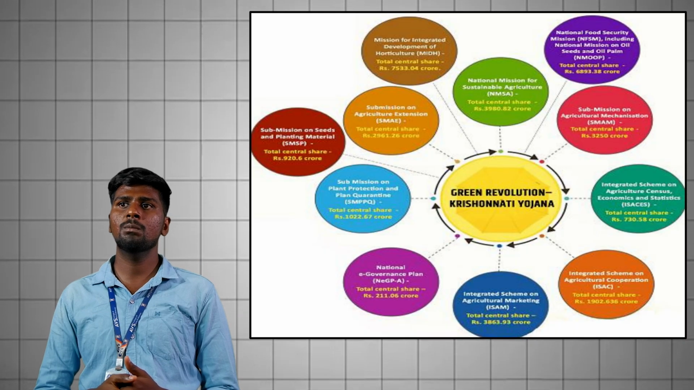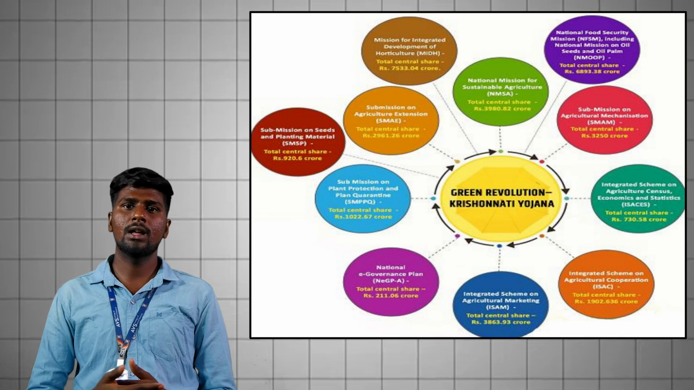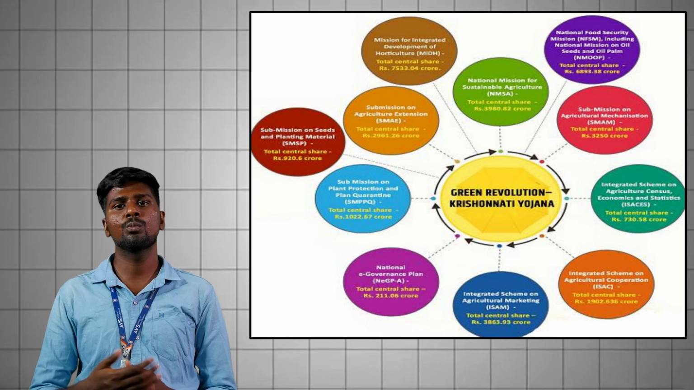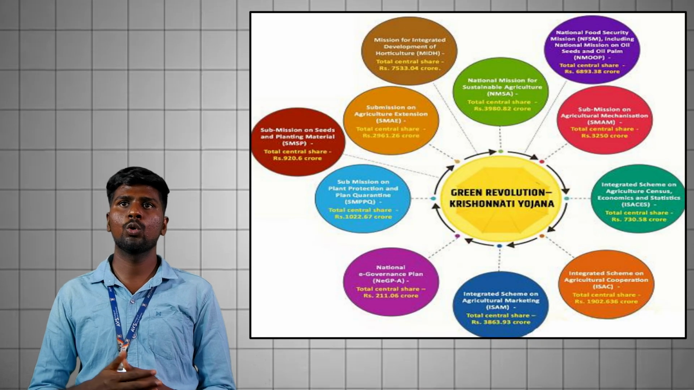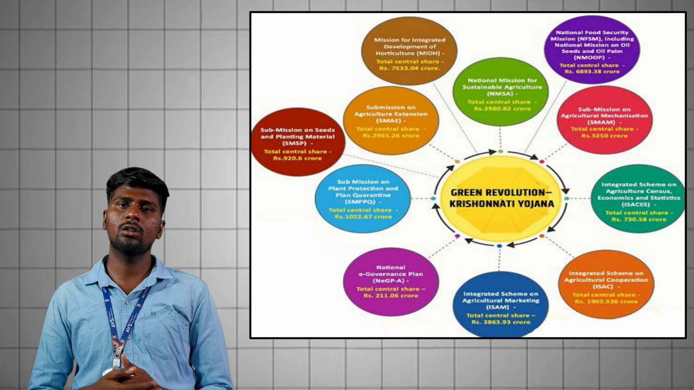then the Integrated Scheme on Agricultural Census. Then also the National Agriculture Board and Agriculture Research Recruitment Board. There are also many schemes to provide for the farmers' health and human health for food protection. These schemes are also to cultivate.